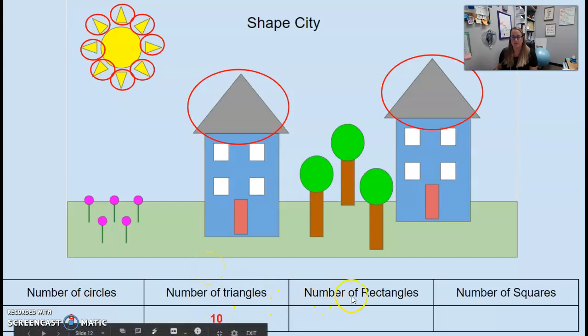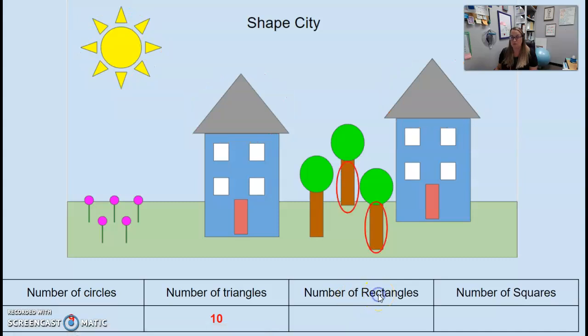So our next one says number of rectangles. Now remember, rectangles can have special squares. Oops, I clicked too many times. That's okay. Remember, rectangles can have special squares that are there sometimes as well. So I have 1, 2, 3, 4, 5, 6, 7, 8, 9, 10.